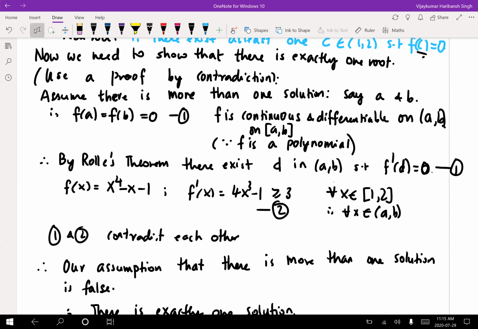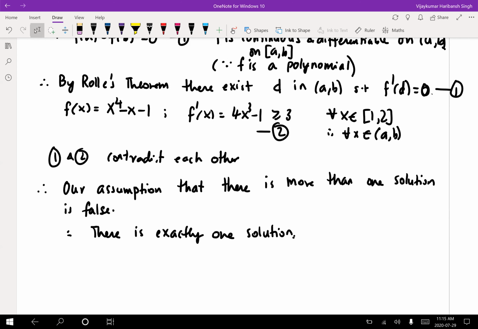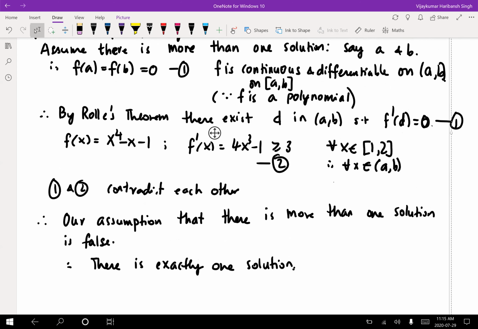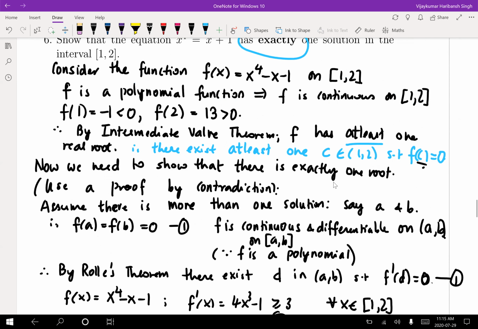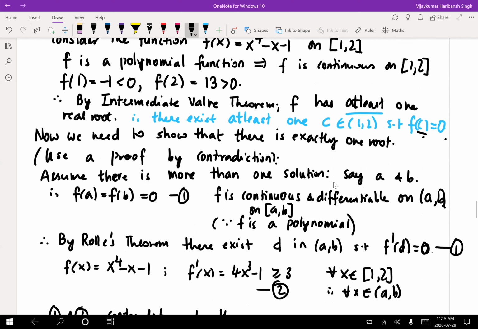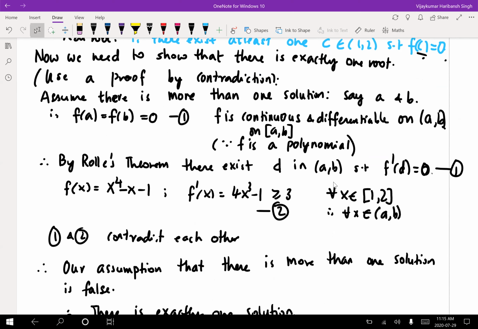Another way to look at this problem is to look at the derivative. So the derivative is positive. If the derivative is positive on 1 to 2, the function is always increasing. If a function is always increasing, it can cut the x-axis at most once. It may not cut the x-axis, but if it cuts the x-axis, it will cut exactly how many times? Once. So therefore, it has exactly one root. Because we already have shown that there is one root, that means it cuts the x-axis, but because the derivative is positive, it can cut the x-axis exactly once, right? But this is a more robust, proper way of doing it.